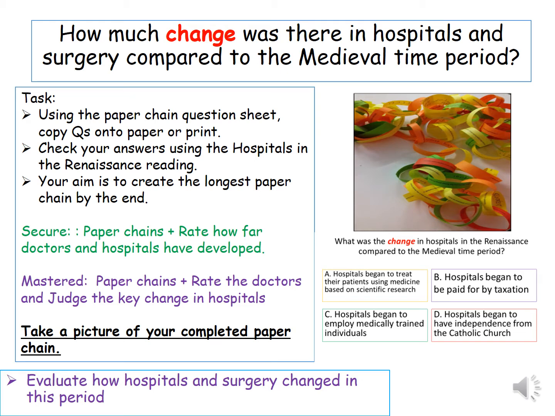Secure students, can you please create a paper chain, but could you also add an additional paper chain and rate how far doctors and hospitals have actually developed during this time period? Master students, can you also rate the doctors and hospitals, but can you judge the key change that took place in hospitals using the hinge question on the screen now? Is it A, B, C or D?